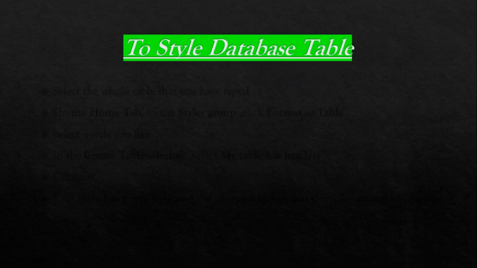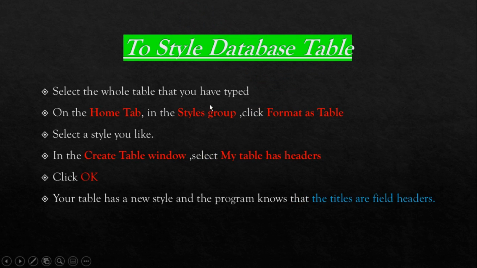To style the database table, select the whole table that you have typed. On the home tab in the styles group, click format as table. Select a style you like. In the create table window, select my table has headers. Click OK. Your table has a new style and the program knows that the titles are field headers.